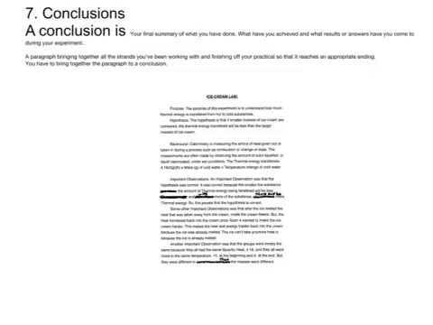The seventh and final part of the scientific method is conclusions. A conclusion is your final summary of what you have done. What have you achieved and what results or answers have you come up with during your experiment? A paragraph bringing together all the strands you've been working with and finishing off your practical so it reaches an appropriate ending. You have to bring together the paragraph to a conclusion.